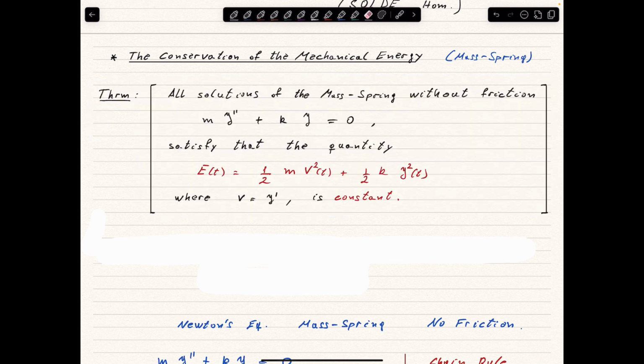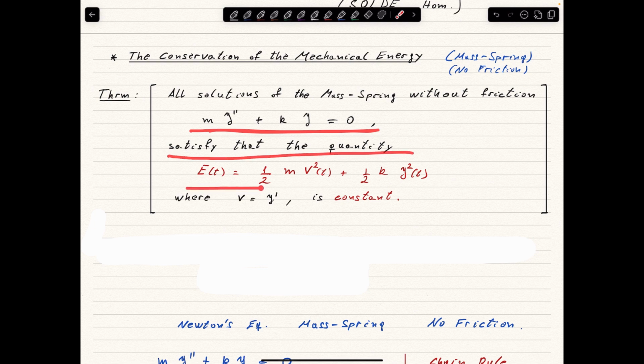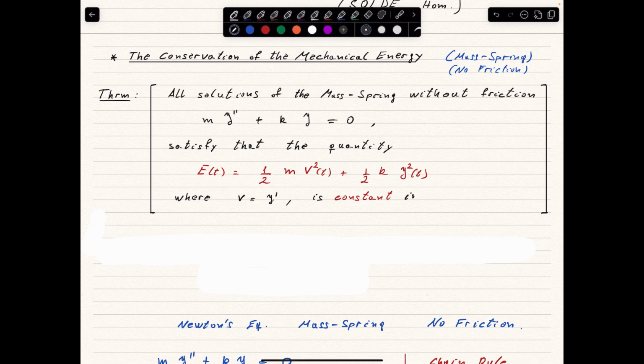And here it is. All solutions of the mass spring system without friction, see, it's important, mass spring system, no friction, satisfy that this quantity, where v is the derivative, so velocity, is constant in time.